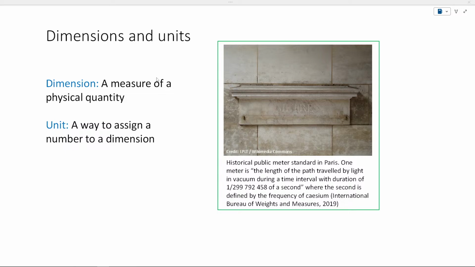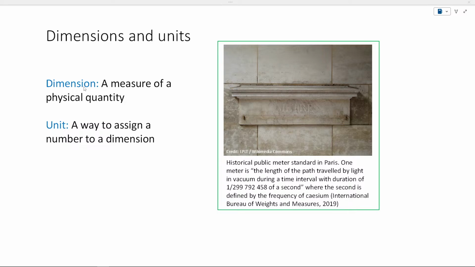For example, we could measure this length here, and we want to assign a unit to it. We can assign a meter. Actually, this is a historic meter, and this is how a meter was defined, if you're curious how to define a meter. But you could also measure the same length with feet. So basically, that is the unit that you add to a dimension.